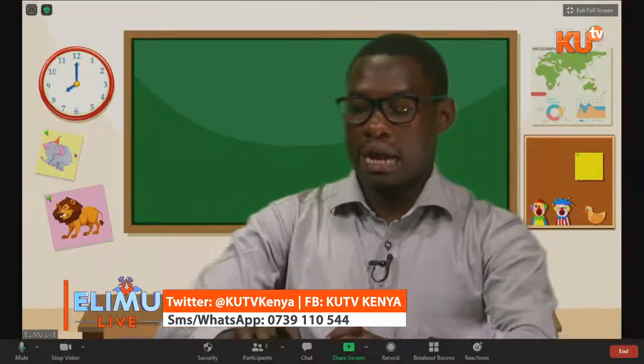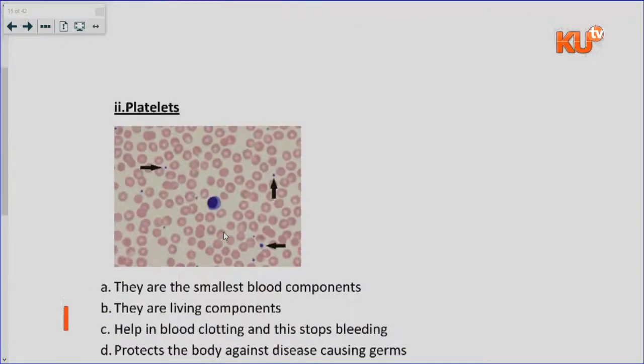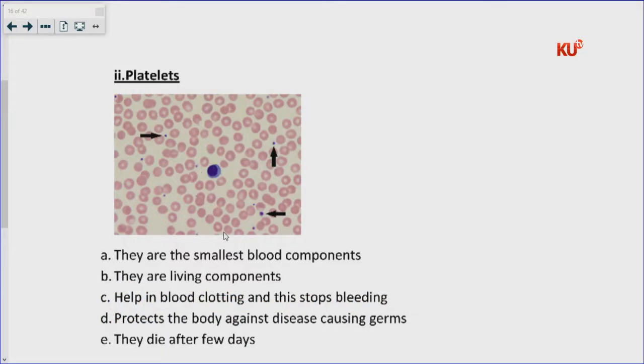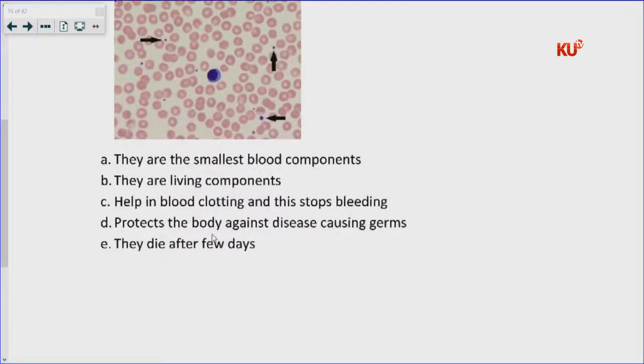We can look at the next type of blood component, which is the platelets, and they are the smallest blood components. Look at the diagram. Sometimes they give you a drawn diagram. So you look at the diagram, that's the platelets. They are the smallest blood components. They are living components. They help in blood clotting. So this is where I want you to be very keen. The function of the platelets is it helps in blood clotting, and this stops bleeding. It protects the body against disease-causing germs, and they die after a few days.